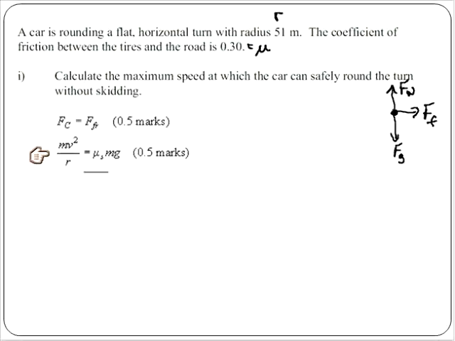So we end up with this expression right here. mv squared over r equals mu mg. Now if you want, and it's always a good idea to do this if you can, I can cancel out the masses, look. And I'm left with v squared over r equals mu times g. If I rearrange that, I get this expression. Just watch.